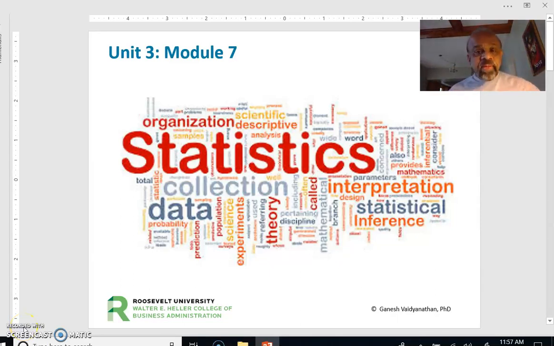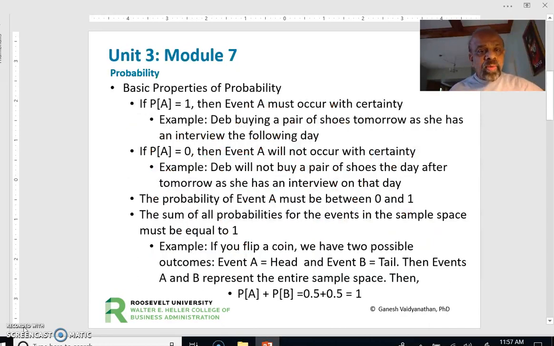Welcome to Module 7. We're going to cover probability a little more. Here we're going to talk about the basic properties of probability. For instance, if the probability of an event A is equal to 1, then that event A must occur with certainty.